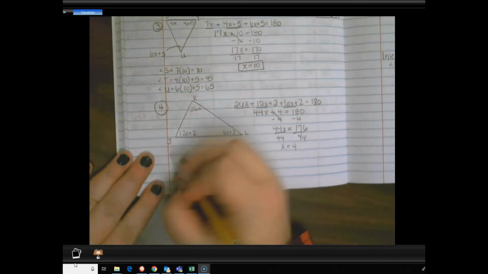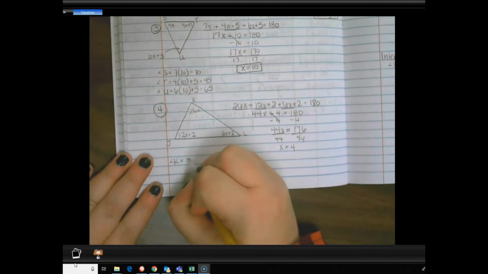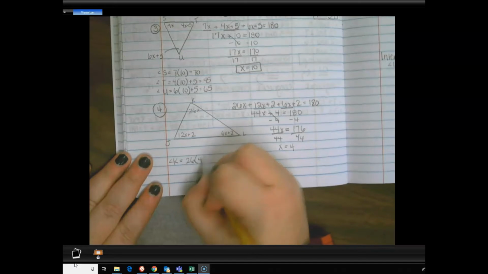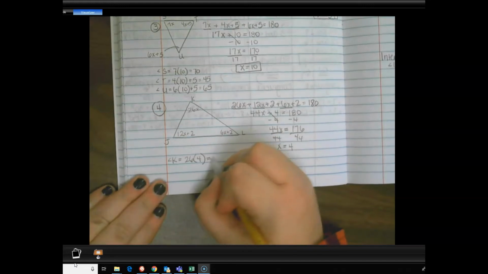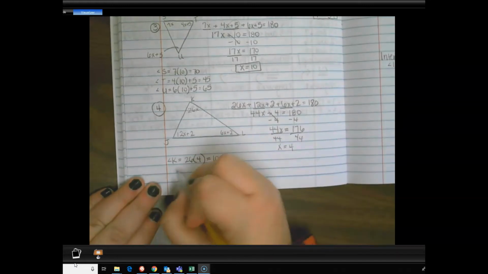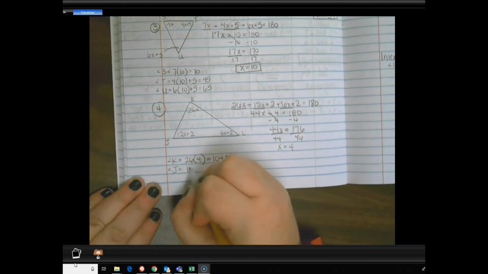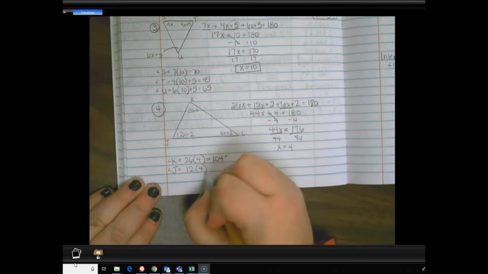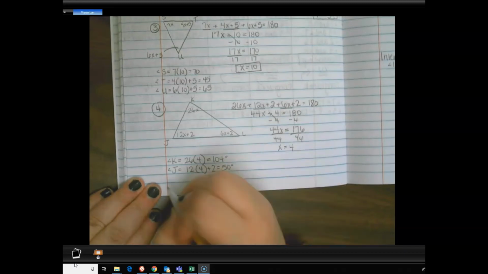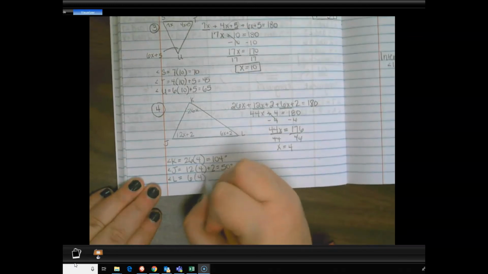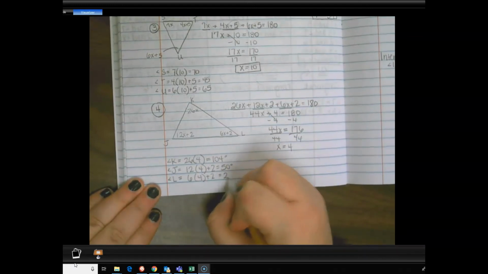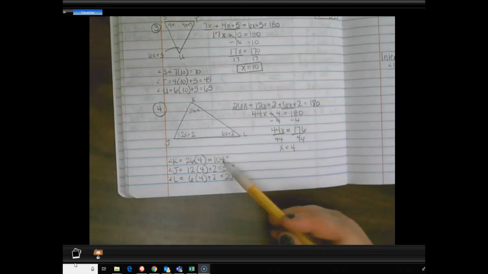So angle K was 26x, so 26 times 4, and I get that that angle equals 104 degrees. Angle J is 12x, so 12 times 4 plus the 2. 12 times 4 is 48, plus 2 is 50. And then angle L, which is 6x, so 6 times 4 plus 2 is 26. So if I add those three angles together, it does equal 180.